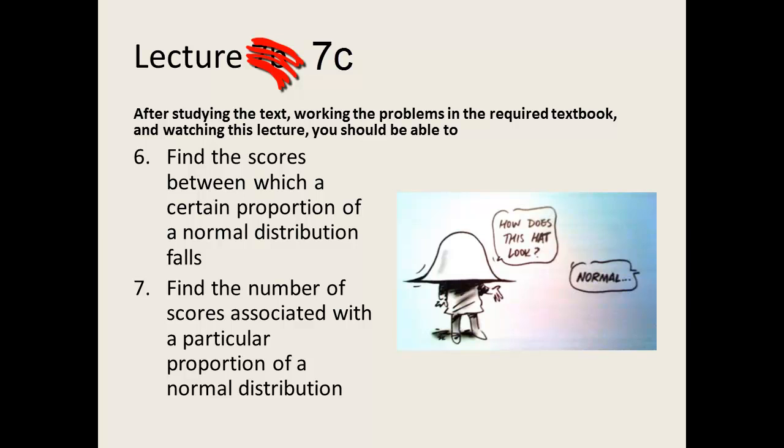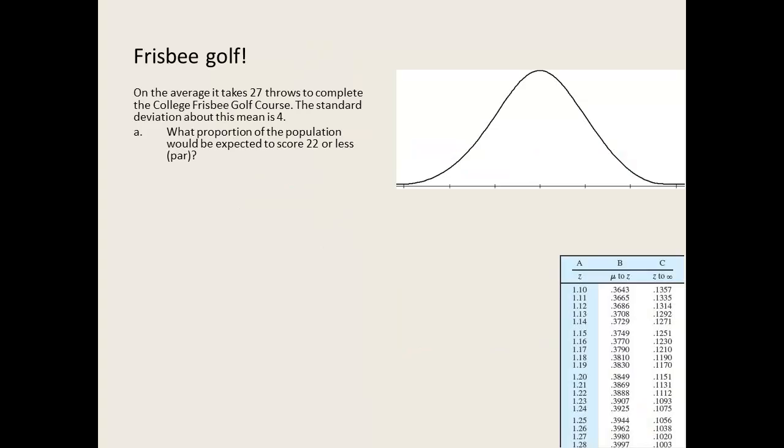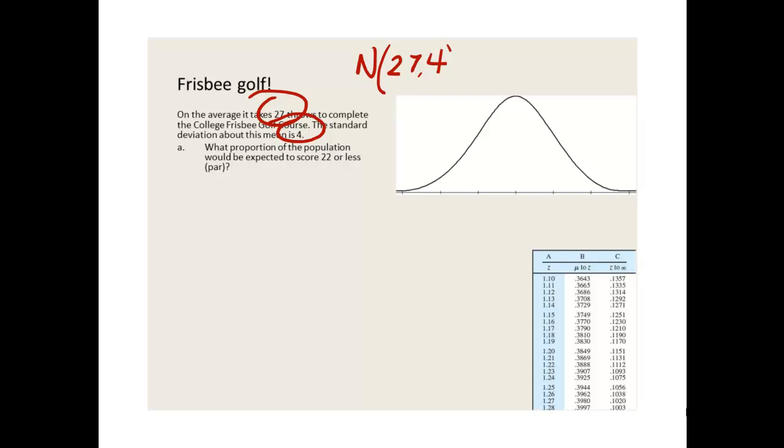And so that would be if we had, say, 1,000 people, how many of those people fit the requirements for a certain proportion. Okay, the first example I want to work is actually an awful lot like the ones from lecture 7B. Let's look at frisbee golf, where it takes 27 throws on average to complete a course, and the standard deviation is about 4. So if 27 is the mean, I need to add 4 consecutively to get the standard deviations to the right and subtract 4 to get the standard deviations to the left.